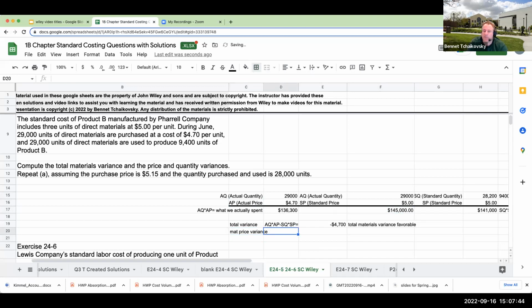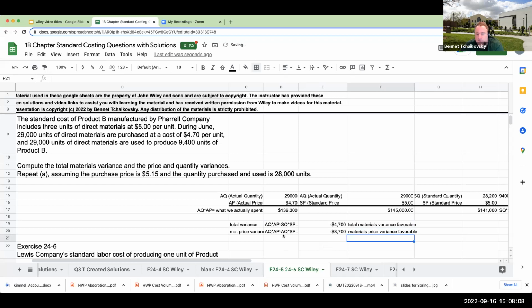This is going to be my actual quantity times the actual price minus the actual quantity times the standard price. And this over here is going to be negative 8,700. So this is going to be my materials price variance, and this is going to be favorable.